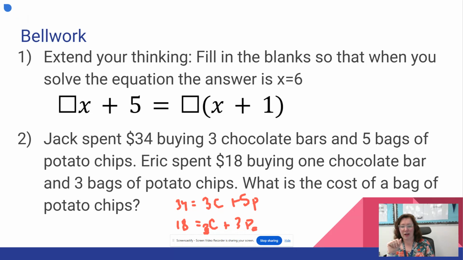And then this would be a 5. Let's try this one again. 3 times 3 is 9. 5 times 5 is 25. Boom, we got it. So that's what's called guess and check. We guess numbers until we figure out what it is. Chocolate bars cost $3. Potato chips cost $5.